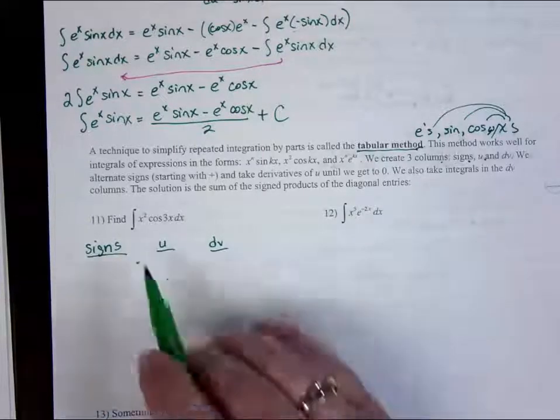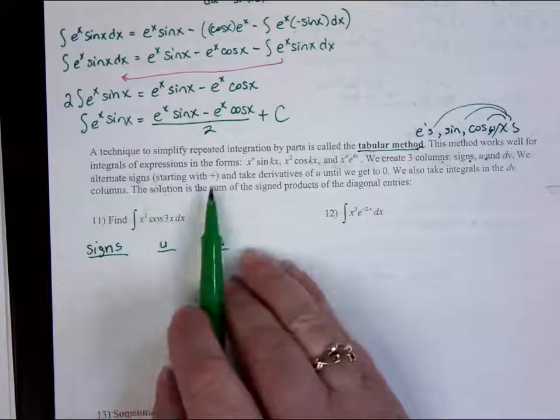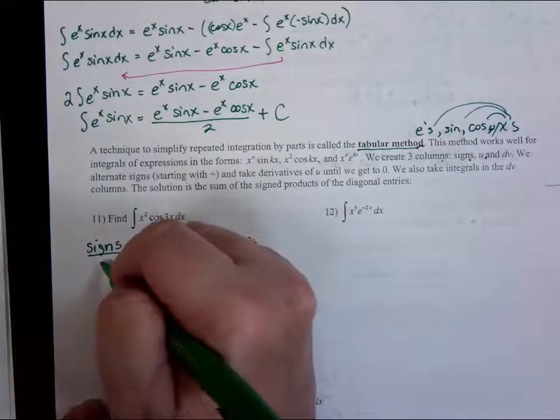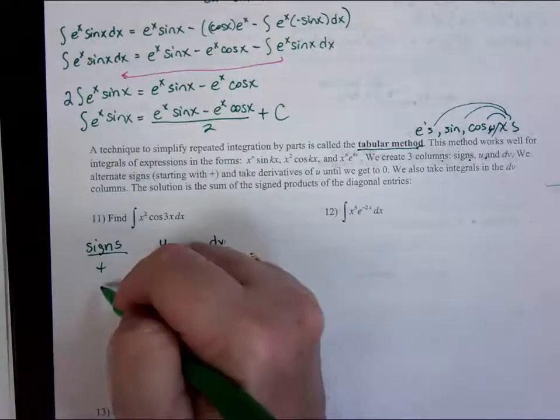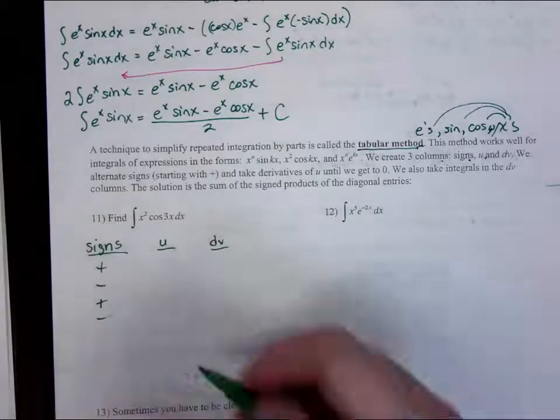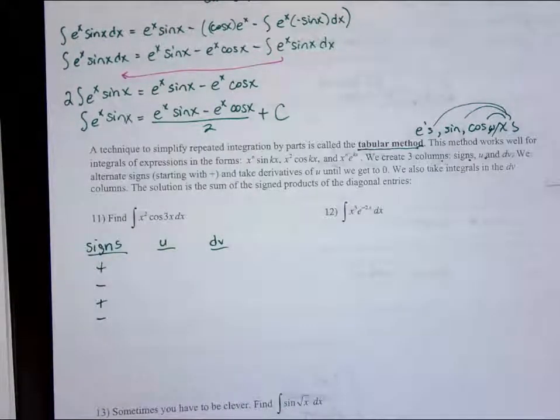Now, we are going to alternate signs down the sign column, and we always start with plus. So it's going to go at least plus, minus, plus, minus. Sometimes it goes farther than that. How far do you go? As far as it takes your u to get to 0. Here's what I mean.